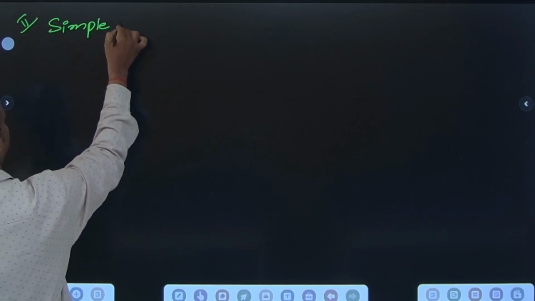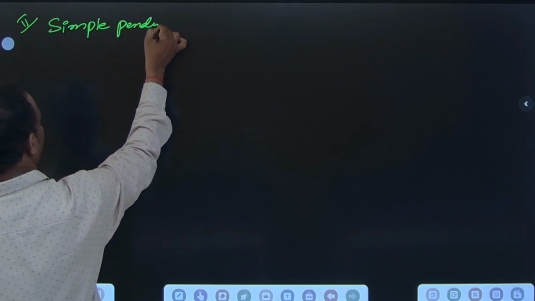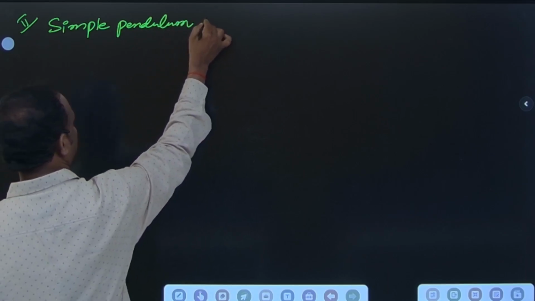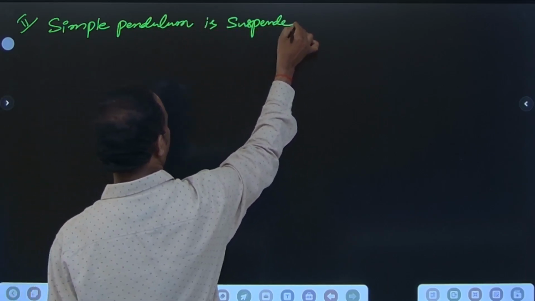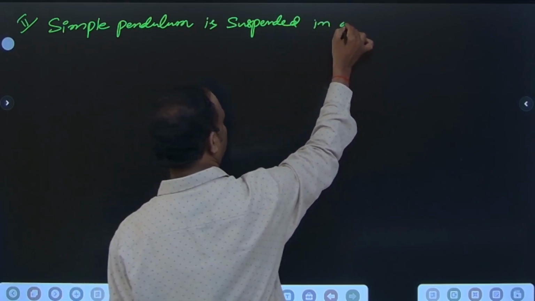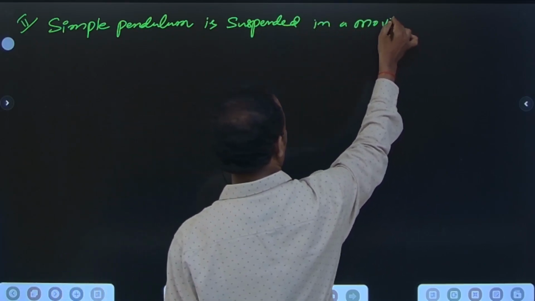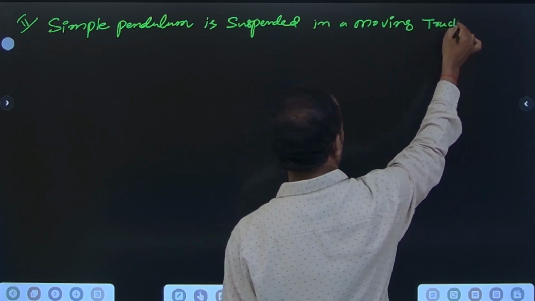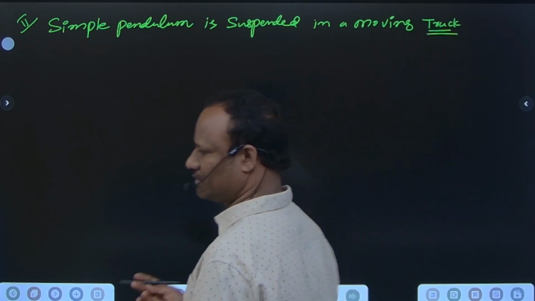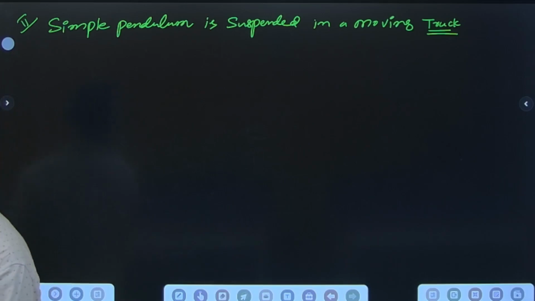Second case I'm talking about: simple pendulum. A simple pendulum is suspended in a moving truck.